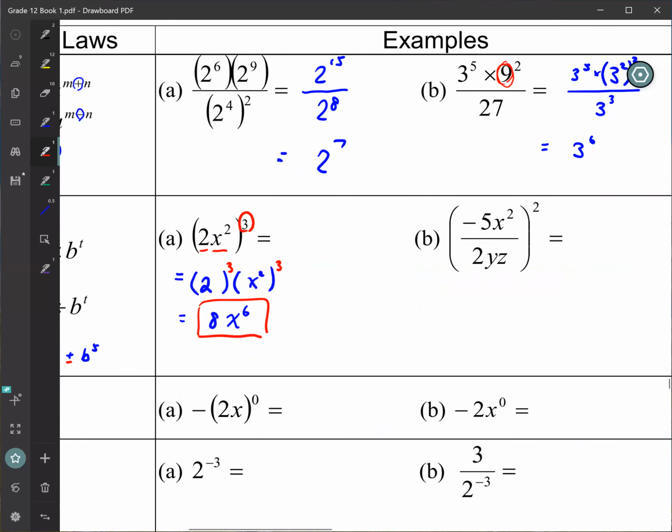When you finish, okay, raise your hand and make sure if it's numbers, you can evaluate it. Okay, like 2 cubed, you can find the answer.